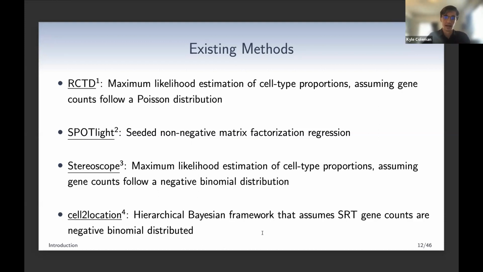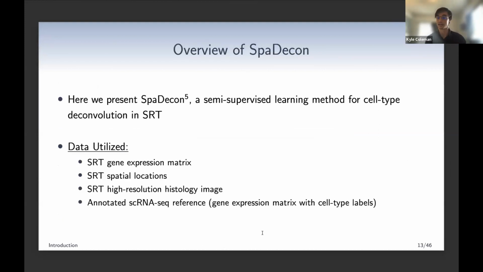And as I mentioned, the main downside to each of these methods is that they don't account for the spatial and histological dependence of spots when inferring cell type proportions. And that's what motivated us to develop SpaDecon, which is a semi-supervised learning method for cell type deconvolution in spatially resolved transcriptomics that utilizes the SRT gene expression matrix, spot spatial locations, and the high resolution hematoxylin and eosin histology image accompanying the Visium and ST data. SpaDecon also requires an annotated scRNA-seq reference dataset, which is a gene expression matrix that has cell type labels for each cell that is sequenced.